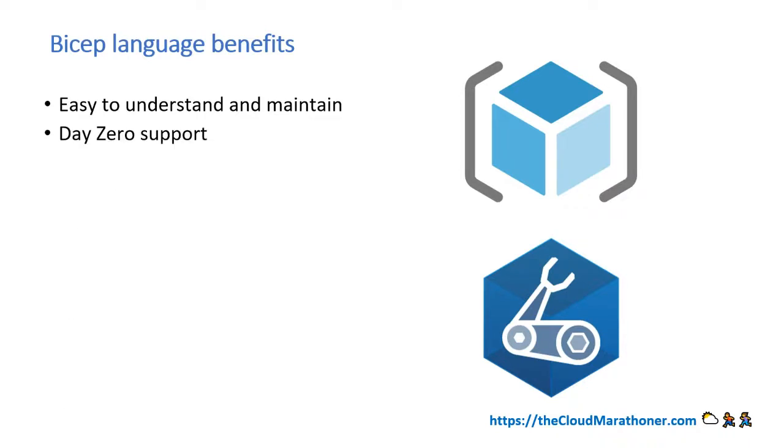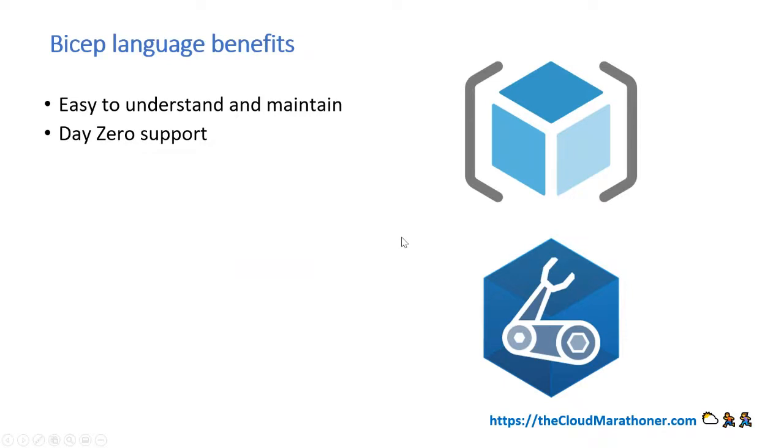Second, it has day zero support, meaning that once a new feature of a Microsoft Azure resource is released by the Microsoft team, you can use that new feature in the Azure Bicep language right away, from day zero. You don't have to wait for anything. But that's not the case if you are using a third-party infrastructure as code tool, like, for example, Terraform. In Terraform, you need to wait for the new provider version of Microsoft Azure to be released before you can actually benefit from that new feature of the Azure resource.